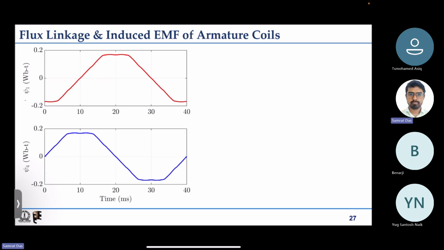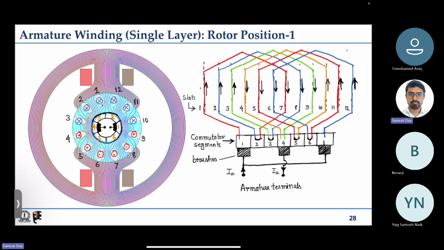So you can see that coil 1 flux linkage psi 1 and coil 4 flux linkage psi 4 are actually phase shifted by 90 degrees. Where psi 4 has its peak, psi 1 has its zero. And for the induced EMF, wherever it has a positive slope, there will be a positive induced EMF. Wherever it has zero slope, there will be zero induced EMF. Again, negative slope, negative induced EMF. That is all. Then we discussed a possible single layer winding.